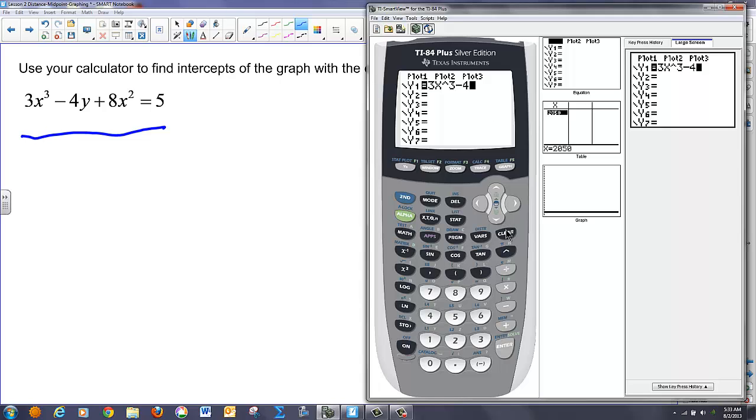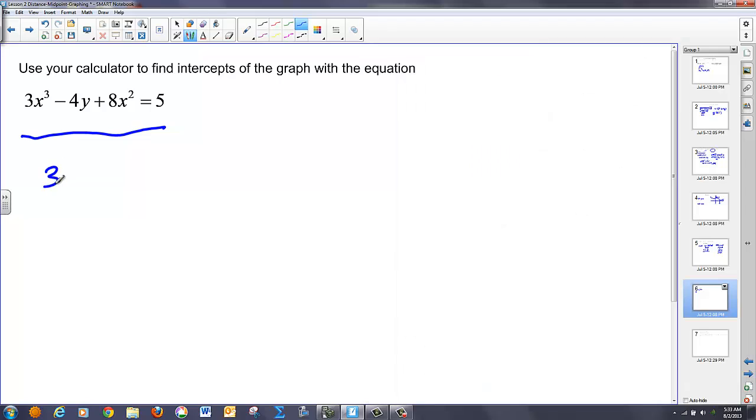So let's go ahead and clear that. Let's go back to our equation and solve for y, because that's how it's set up in our screen for our calculator. So we go through and we say, alright, I've got 3x cubed plus 8x squared. I'm going to subtract 5 from that and set that equal to 4y. Then I need y by itself, as we stated.